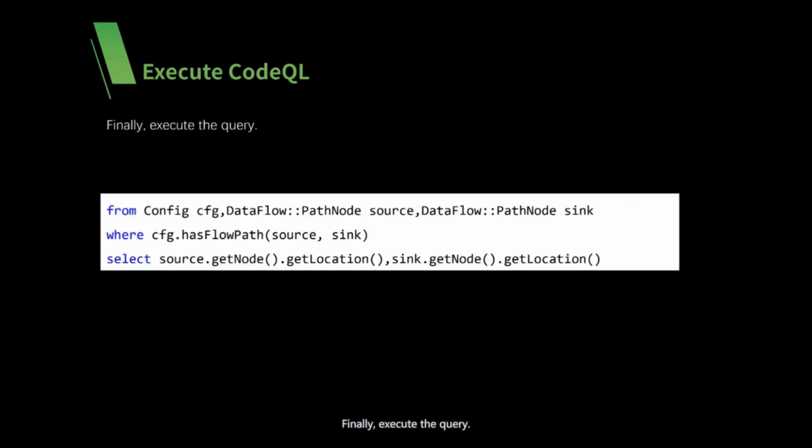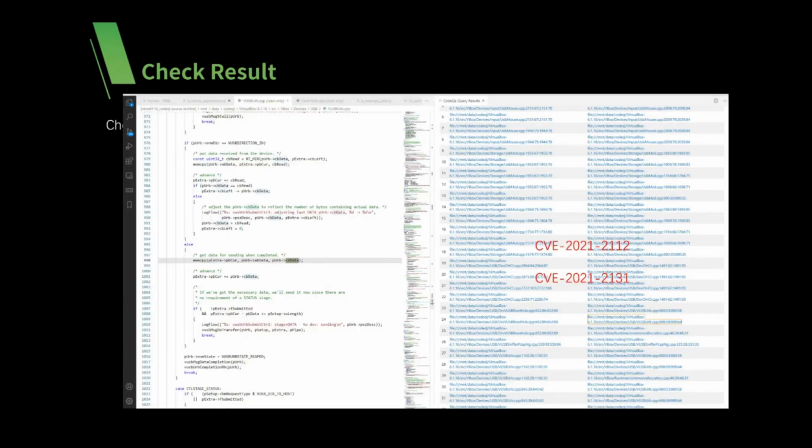Finally, we execute the query. We use data flow, and it will search the path automatically. Next, we check the results and find vulnerabilities. The script has more than 30 results, of which more than 10 are duplicates. Finally, after a short inspection, 2 vulnerabilities are found.